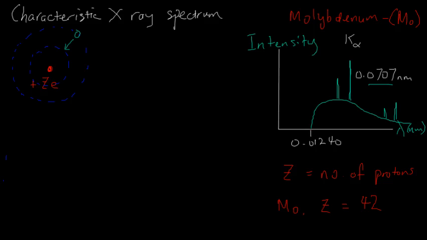Okay, so let me start by writing down the expression for the centripetal force. So the centripetal force is mv squared over r, where r is the radius of the orbits. So we know that this must be equal to 1 over 4 pi epsilon naught times Ze, the charge of this nucleus, times e, which is the charge of the electron, divided by the radius squared.